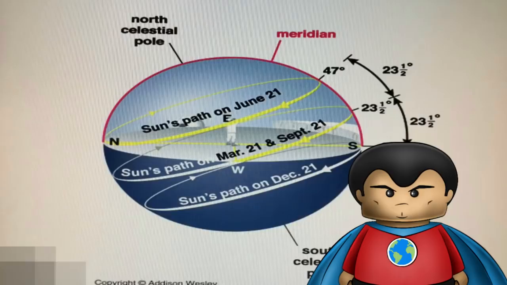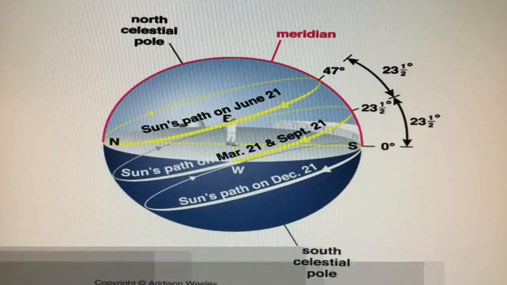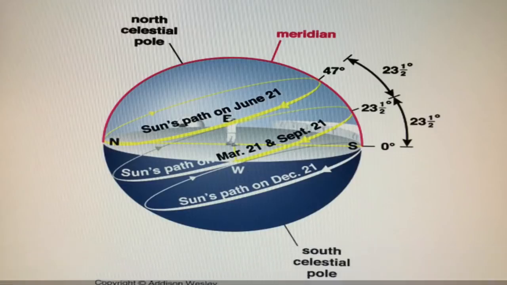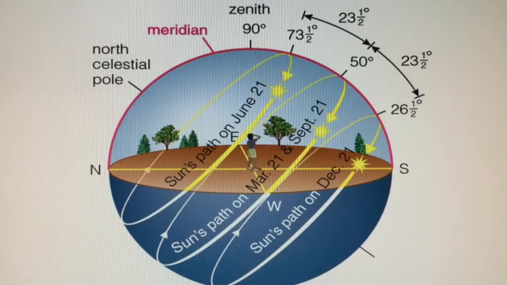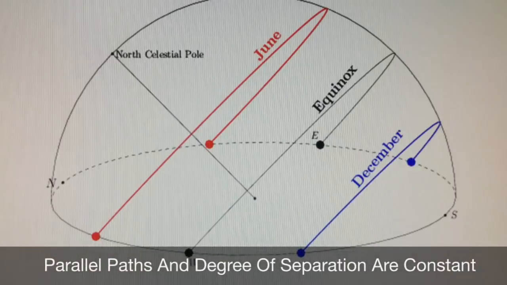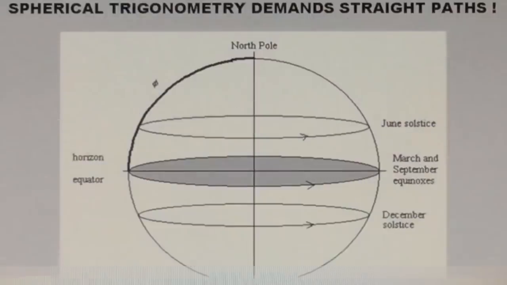When we are discussing the parallel paths of the sun, we are only discussing the point on Earth that the sun is directly above. This does not actually describe the path the sun takes from sunrise to sunset relative to an observer on the face of the Earth. Regardless of the changing angles and altitudes pertaining to sun paths as observed at different latitudes, the 23.5 degree separation of these 3 seasonal paths and their parallel nature are always a constant. In fact, spherical trigonometry demands these paths be straight and parallel.